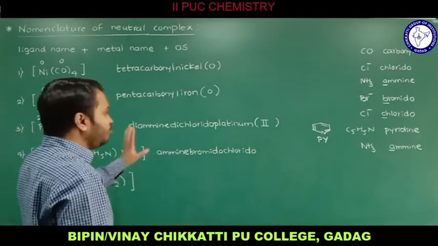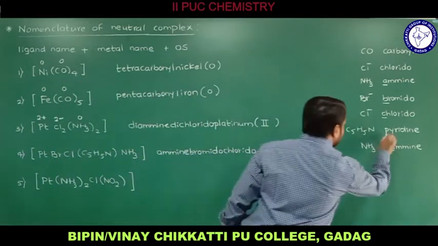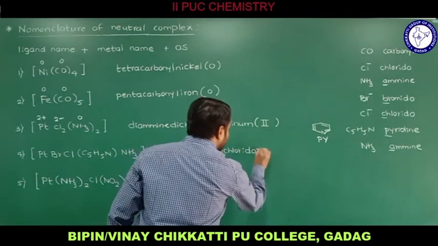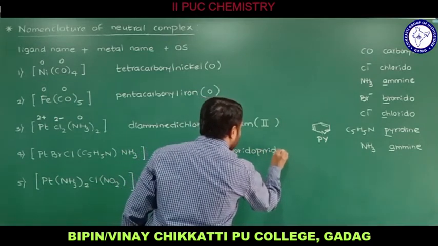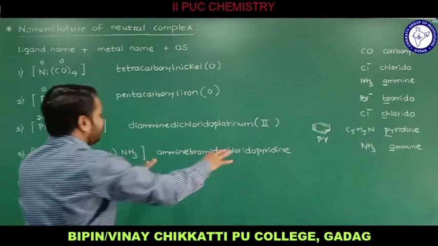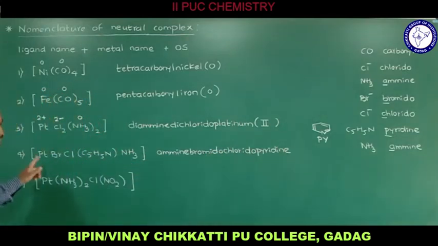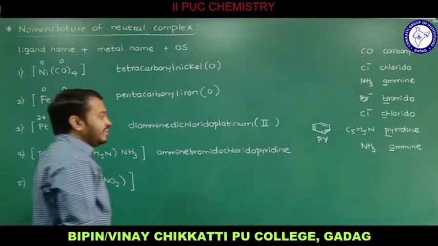Next, one more ligand we have. What is the last one? Pyridine. So I write pyridine. Okay, so we got quite a lengthy ligand name. Next, we write the metal. What is that metal? Platinum.